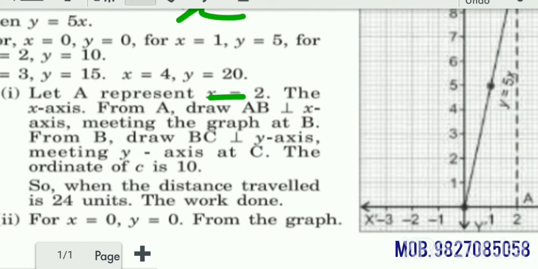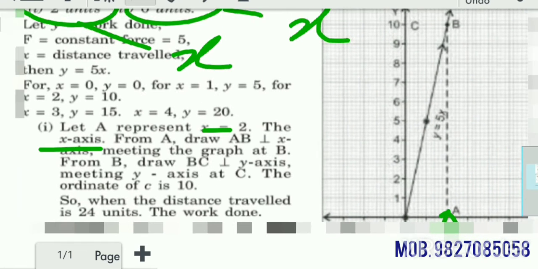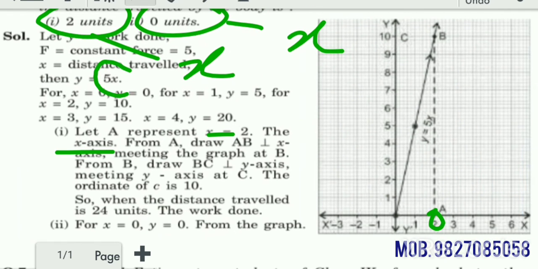This is the x-axis. Suppose this is 2. Now, meeting the graph at point B, draw a line perpendicular to this, because when we put the value of 2, we get the value of y as 10. So this 10 is here. Draw a dotted line.